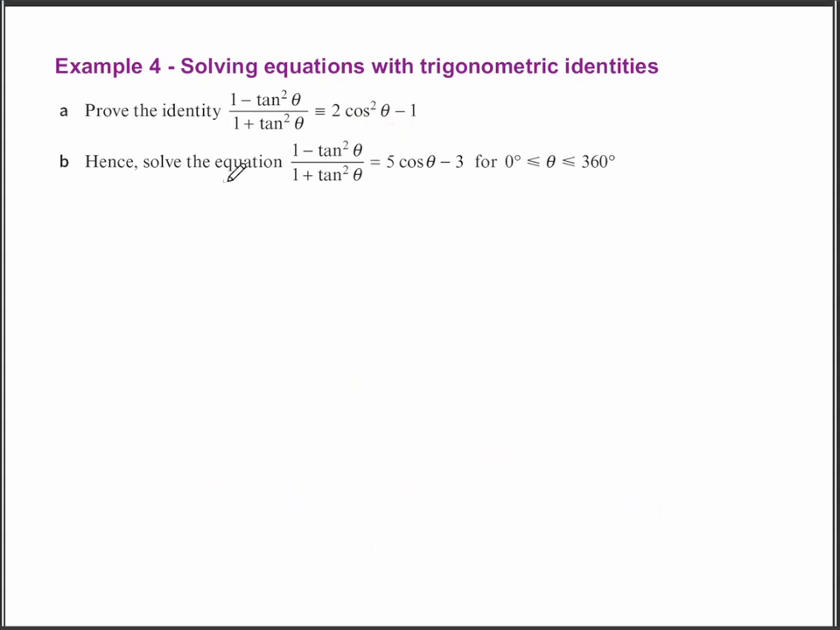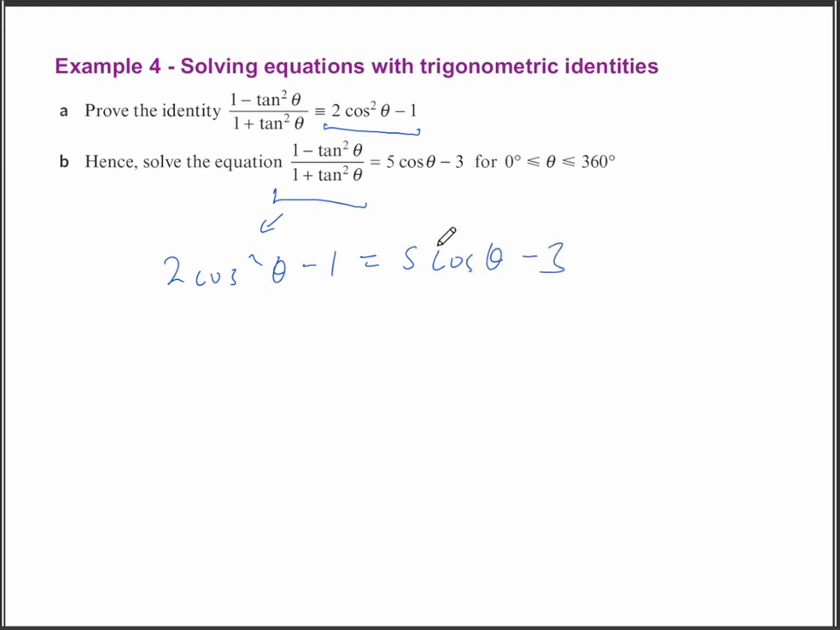Then for part B, this usually is a follow-up question when it comes to past papers, where they will tell you now to solve an equation, where they'll give you some complicated thing, and that thing will be very close or exactly the same to what you proved in the identity in the previous part. So here you see 1 minus tan square theta over 1 plus tan square theta. We proved it's the exact same as just 2 cos square theta minus 1. So we're going to use that instead, right? So this is just going to be 2 cos square theta minus 1 equals 5 cos theta minus 3.